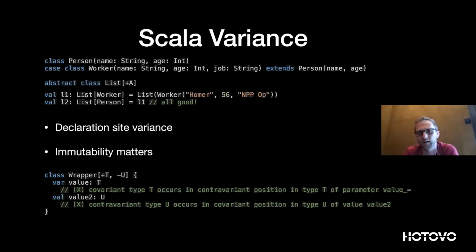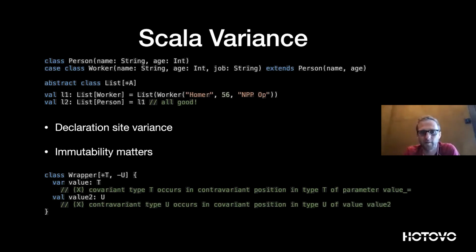But since L1 is a list of workers, I would assume that I can get back a worker and call worker methods and worker fields. But it would blow up because I added a person to that list. But list is immutable. I can't add to it. Then it's perfectly fine.